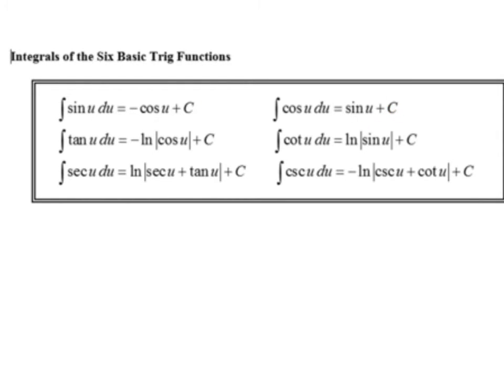The integral of tangent u is going to be the negative natural log of the absolute value of cosine u plus c. Cotangent is going to be the natural log of the absolute value of sine u. Then we've got secant, which is going to be the natural log of secant u plus tangent u. And cosecant u will be the negative natural log of the absolute value of cosecant u plus cotangent u.